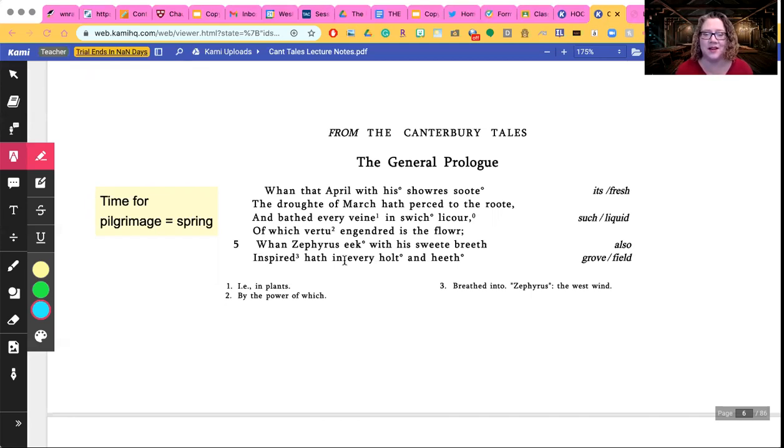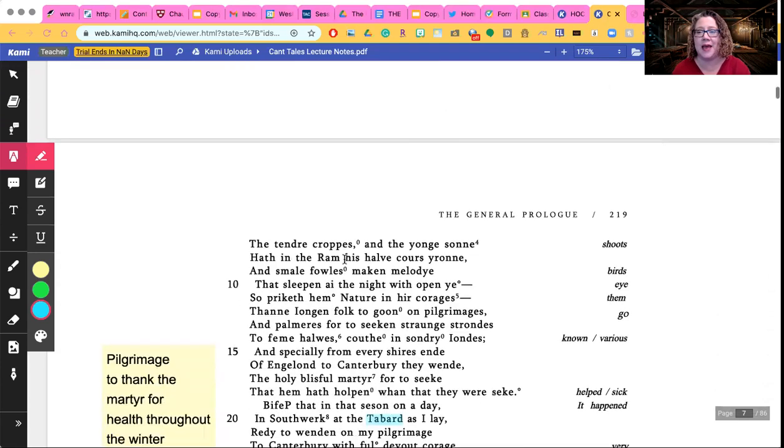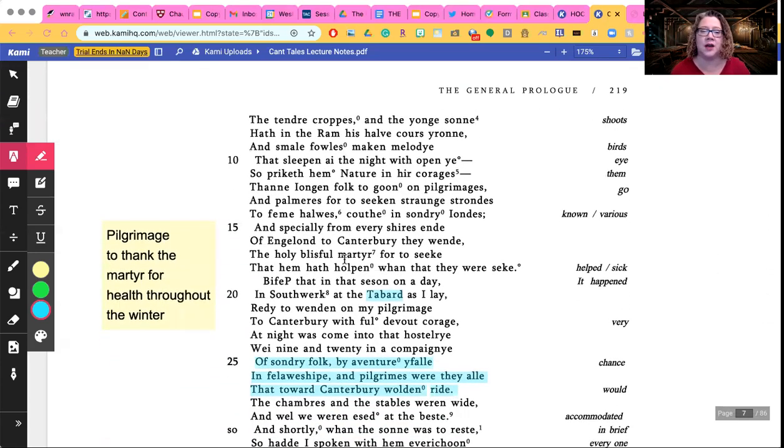...and bathed every vine in such liquor, of which virtue engendered is the flower. When Zephyrus eke with his sweet breath inspired in every holt and heath the tender crops, and the young sun has in the Ram his half course run, and small fowls make melody that sleep all the night with open eye, so pricks them nature in their courages, then long folk to go on pilgrimages, and palmers for to seek strange strands, to far-off hallows couth in sundry lands. And specially from every shire's end of England to Canterbury they wend, the holy blissful martyr for to seek, that them hath helped when that they were sick.